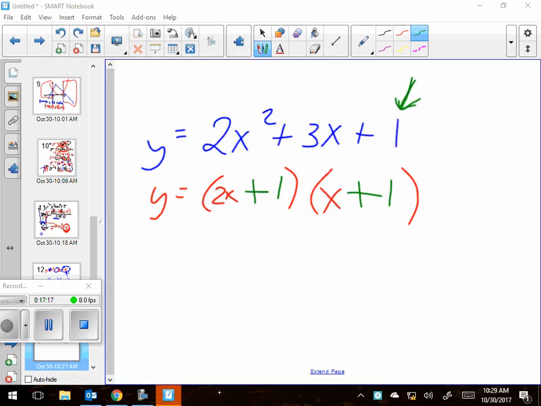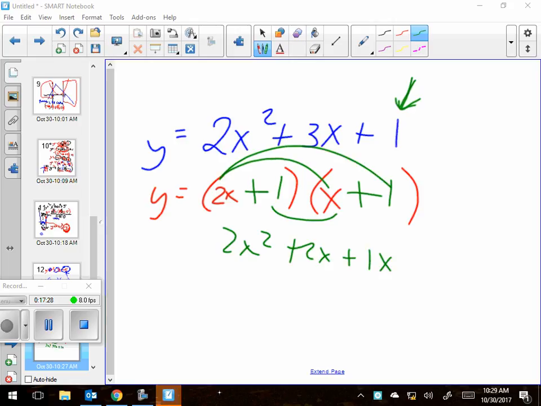Now, if my life depended on it, though, I'd probably multiply it out to make sure it actually worked. Okay? 2x squared. Outside, 2x. Inside, 1x. And the last 1 times 1 is 1. And that conveniently adds up to 3x. So yay, I know I did it right.